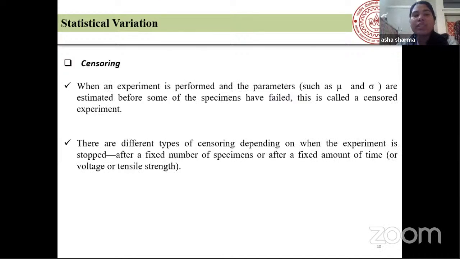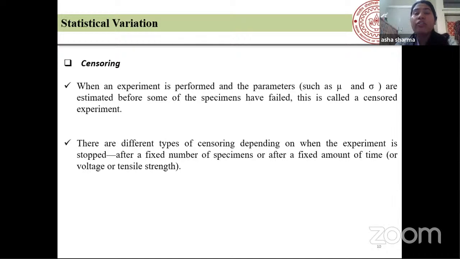The next thing is censoring. If we are doing the testing for 10 samples, then it may occur that for 9 of the samples the breakdown or the flashover occurs, but for the 10th sample it doesn't occur. It may occur after a very long time. So it's a very tedious task to wait for that 10th sample to calculate the mean mu and the standard deviation.